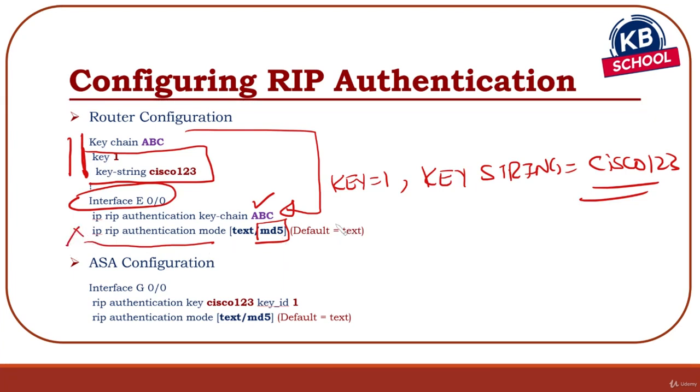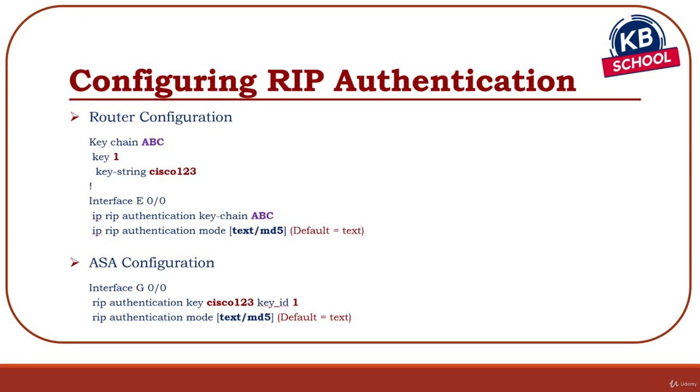If I don't put this command in, it will default to text. As soon as I apply the keychain to the interface on a router, it is authenticating, based on this key ID and this key string. Because I did not specify the mode, it would use text. But if I want to use MD5, which is the preferred way of doing it, I would put ip rip authentication mode md5.